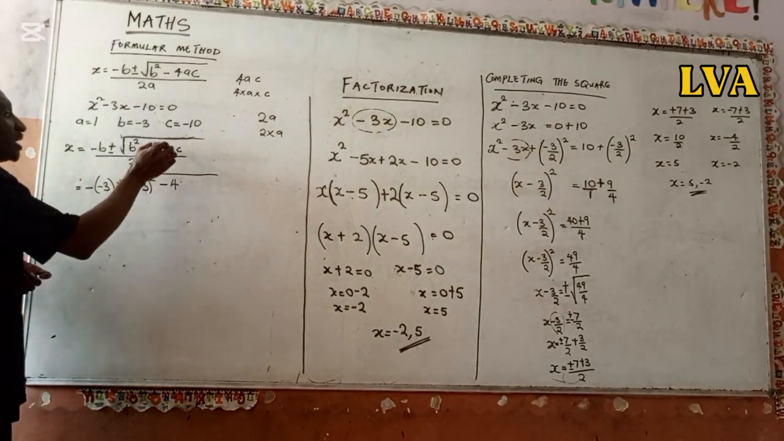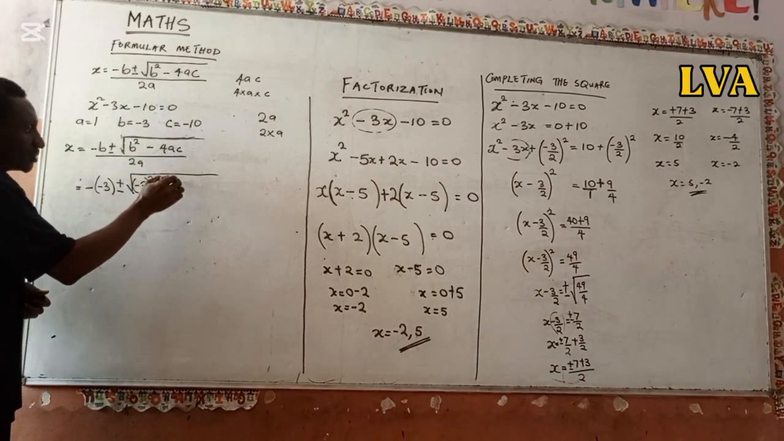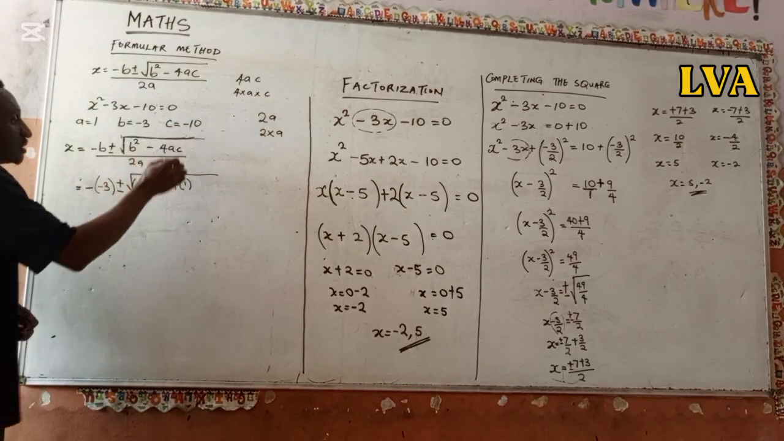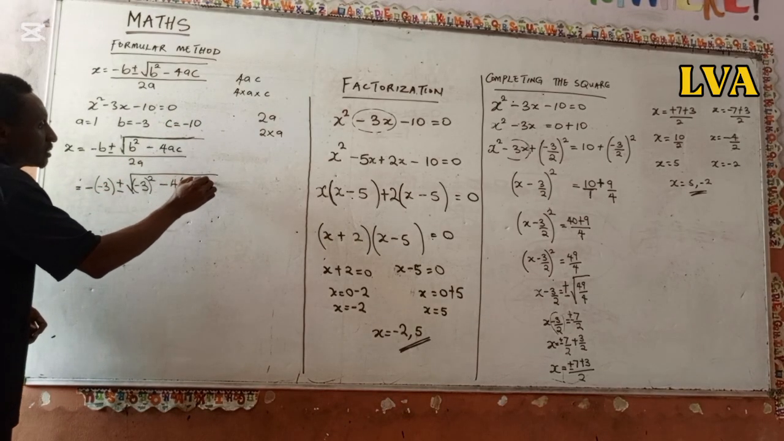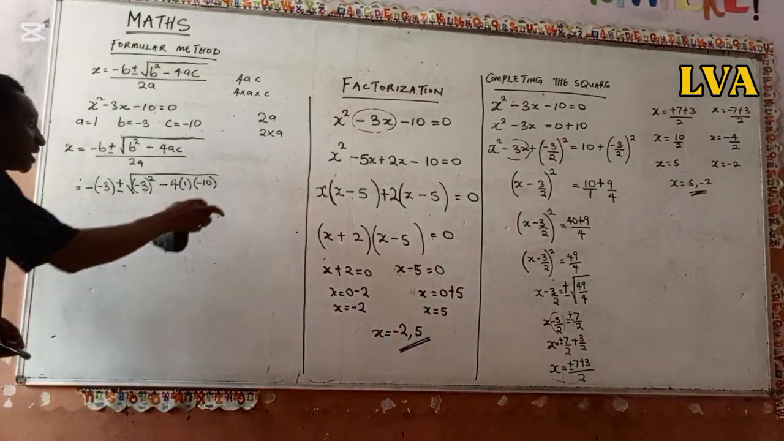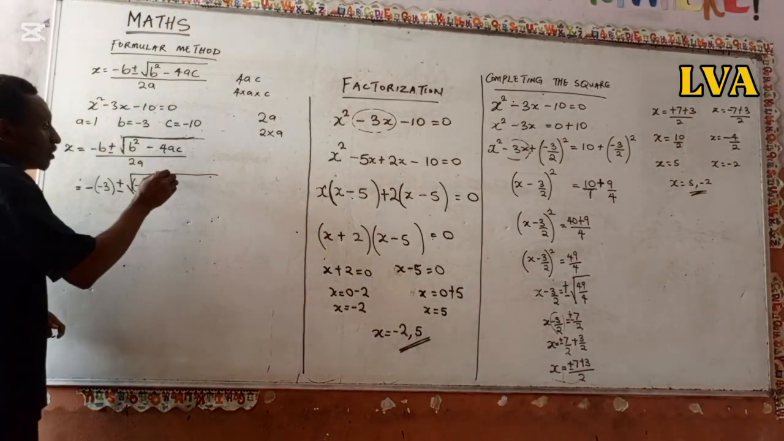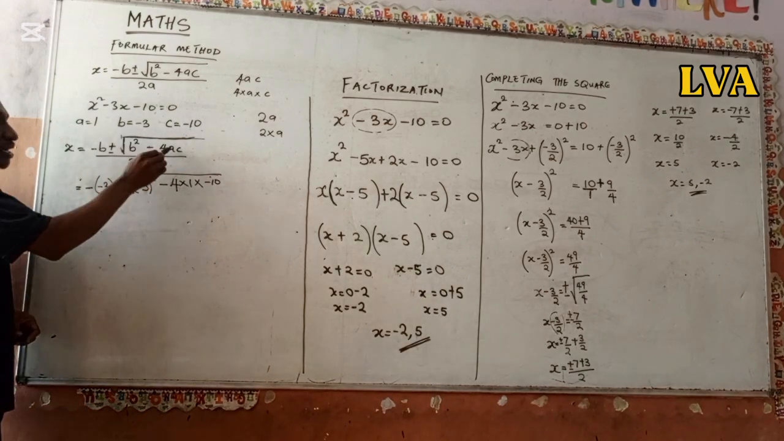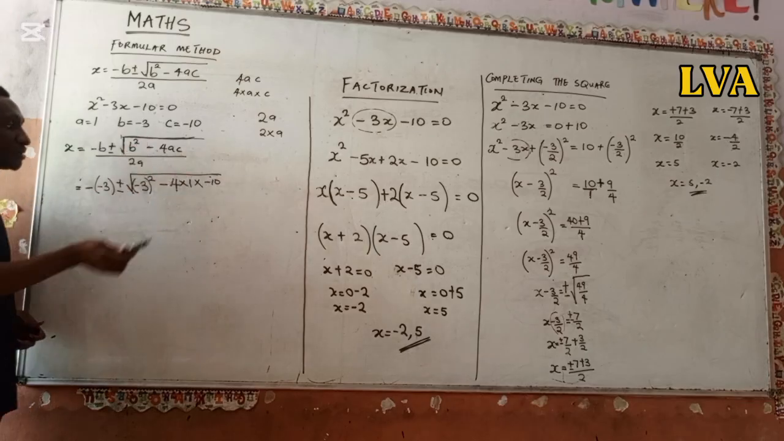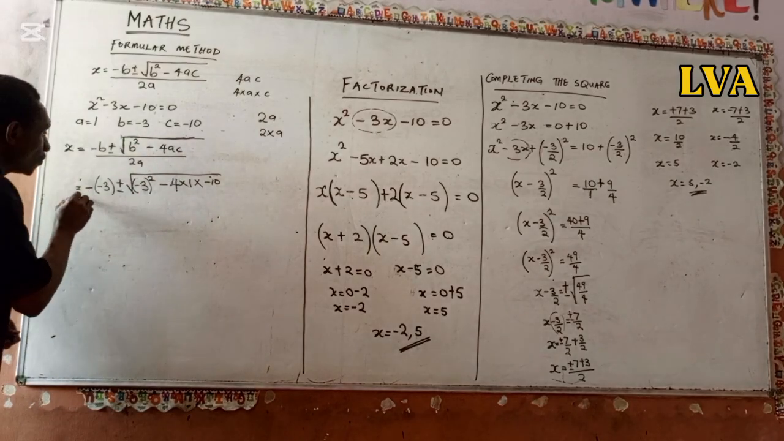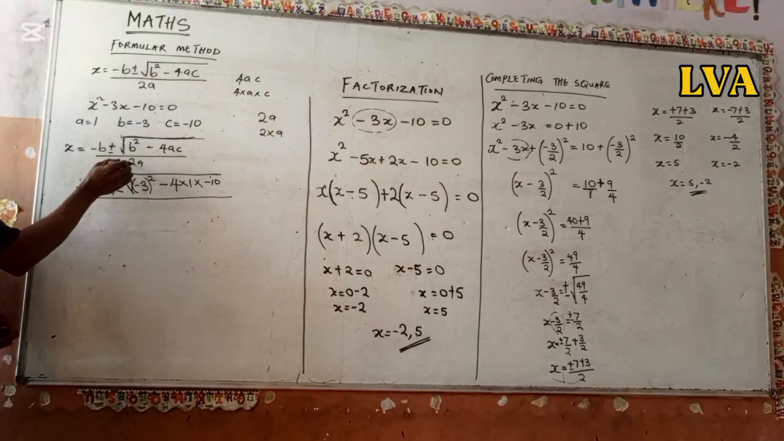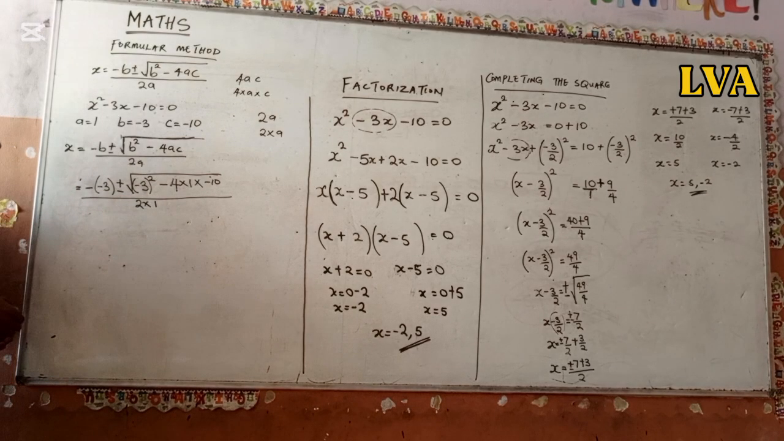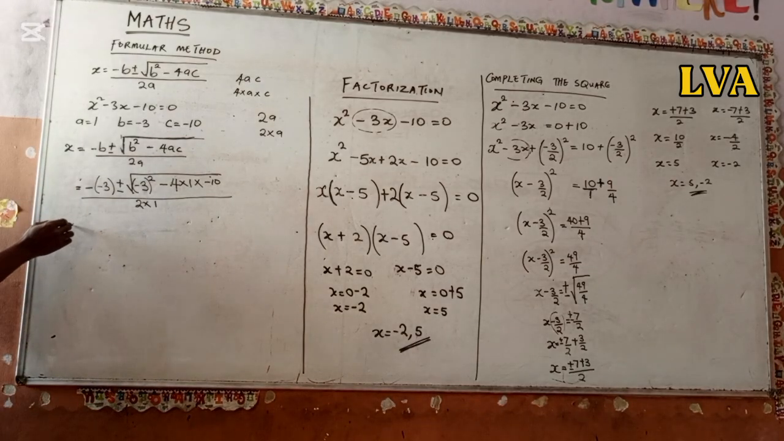Okay? So our a here is 1. So in place of a, I can put 1. Okay? In place of c, our c is minus 10. So in place of c, I can put minus 10. Now, if you don't put it like this, you can as well just write it as 4 times 1 times minus 10. Our a is 1 and our c is minus 10. Okay, so all over 2a, you bring down your 2 here, and your a, 2a means 2 times a. Our a is 1, so put down your 1 here. Okay, so then we go to the next stage.